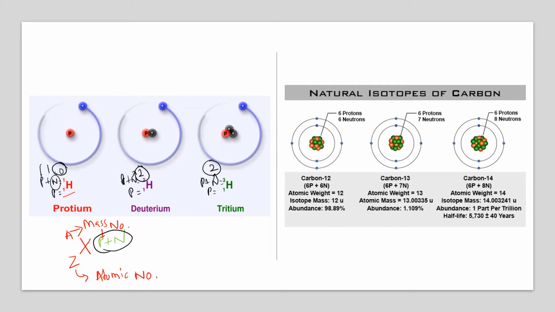So 1 proton plus 0 neutron is 1, the mass of this hydrogen, and 1 proton plus 1 neutron will make it 2, that is the mass of deuterium, and tritium is 1 proton plus 2 neutrons, that is 3, tritium. So this is how the isotopes exist, and isotopes generally exist because of the increasing number of neutrons. Next, when we look at the natural isotopes of carbon, we see the same example.